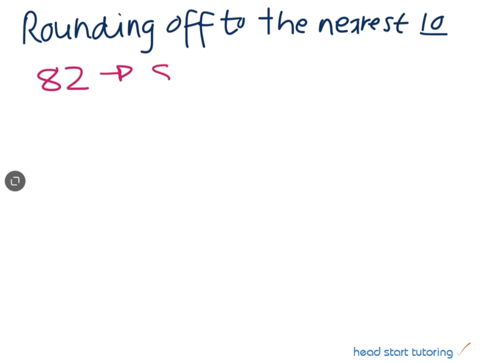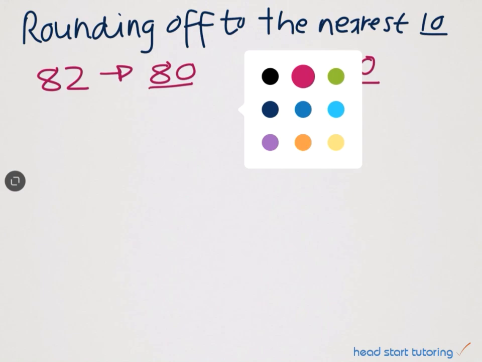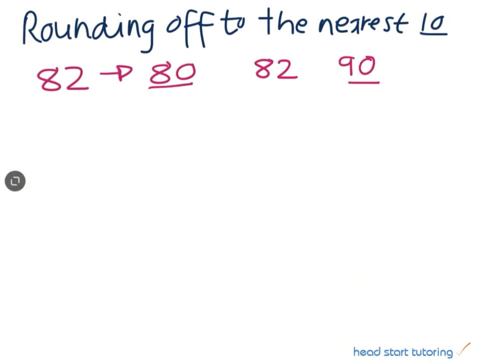So 82 lies in between 80 and 90, because 80 and 90 are our multiples of 10, and 82 lies in the middle. So now we need to have a look at which of these multiples of 10 82 is closest to. Well, we can see here that 80 and 82 have a difference of 2, and the difference between 82 and 90 is 8. So 82 rounded off to the nearest 10 will give us an answer of 80, because 82 is much closer to 80 than it is to 90.